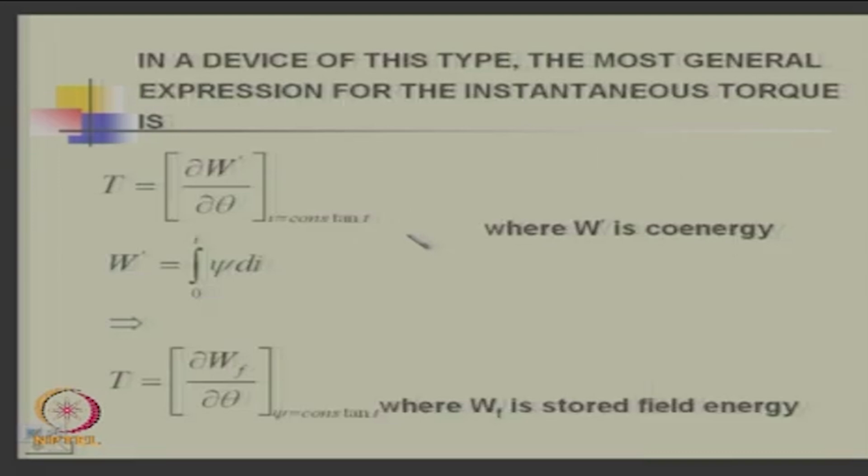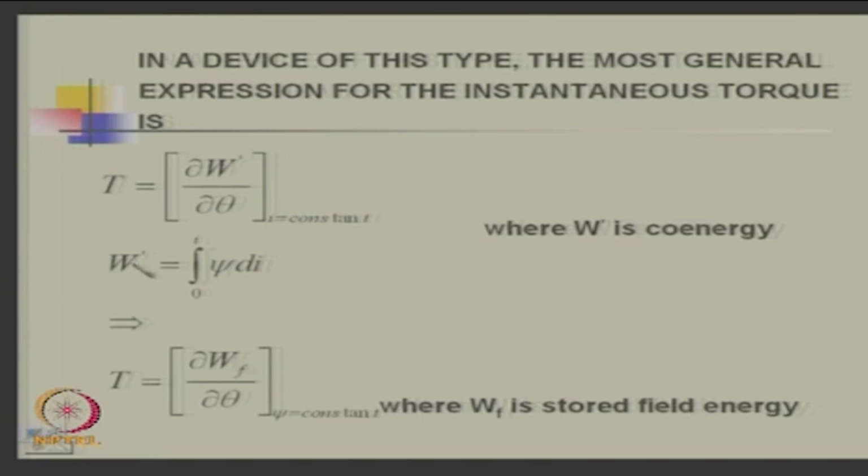So, what is the torque? Torque is dW field by co-energy by d theta when current is constant. This you are aware, this is the basic equation of energy conversion. This is the co-energy, and of course, the other is dW field by d theta when psi is constant. Both are the ones you are aware of. So, this is the developed torque in terms of co-energy or field energy.